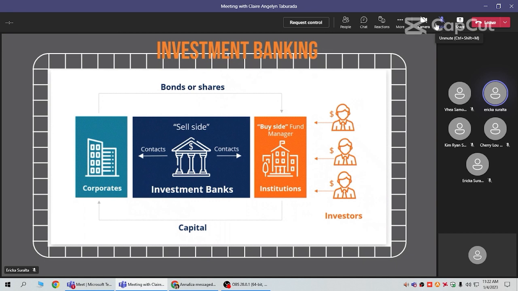Here the investors are the buy side fund managers, who look for a good investment, where they can get bonds or shares from the corporates.